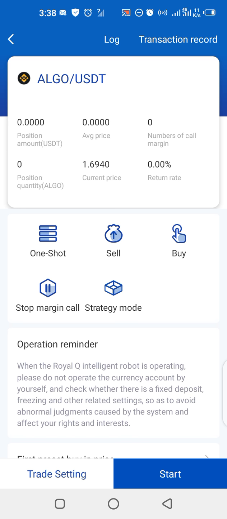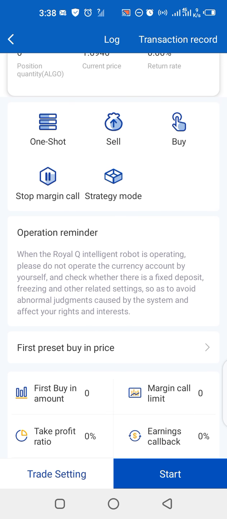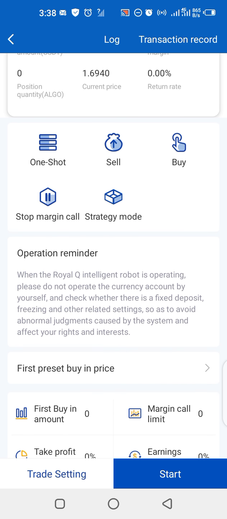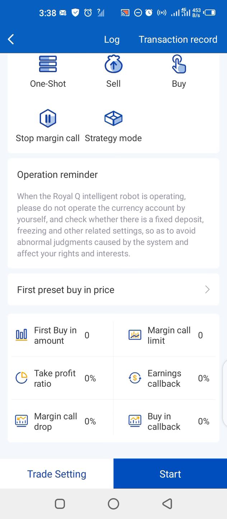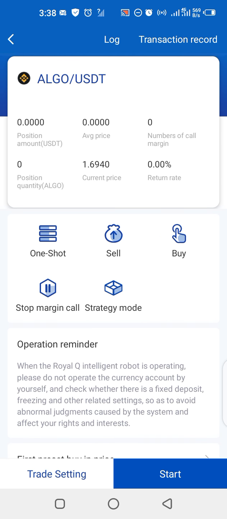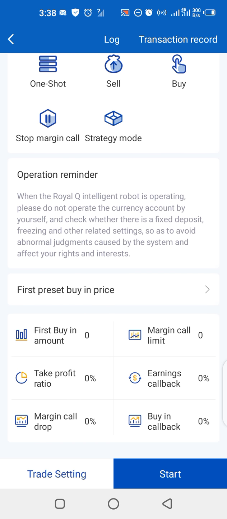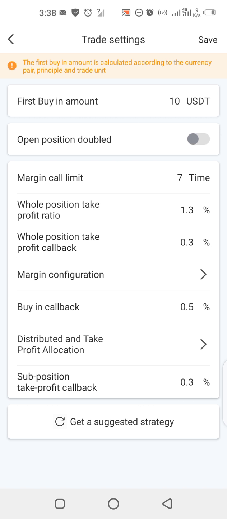Okay, now I want to go down here before I go through the one shot, the sell, the buy, the stop margin call, and the strategy mode. I want to go into here what you call the first buy-in price. But before I go there, let me go to the trading settings. So if you open the coin, having explained the above, you can come here and tap on trading settings. Now trading settings, this is what you want the bot to do for you for this particular coin in your Binance account, in your Huobi, or in your Coinbase.